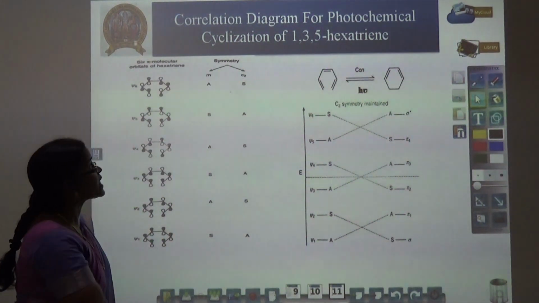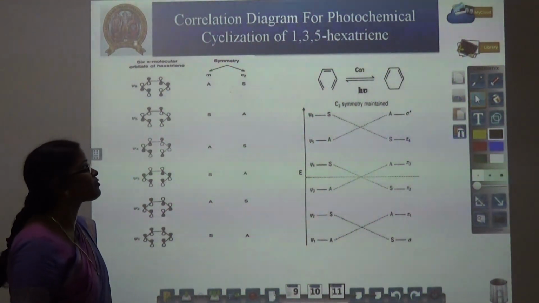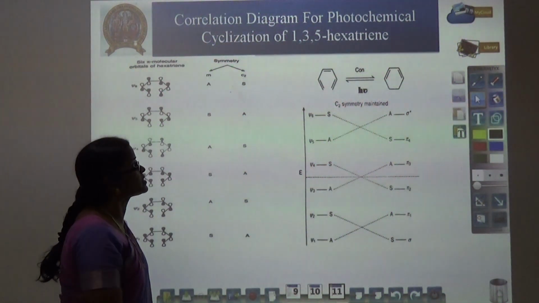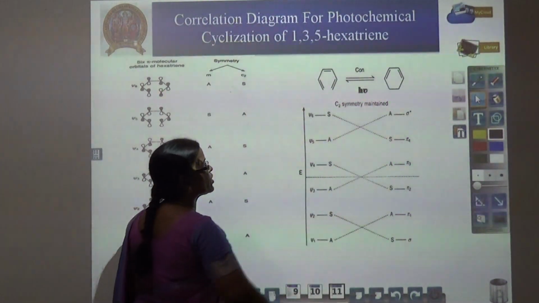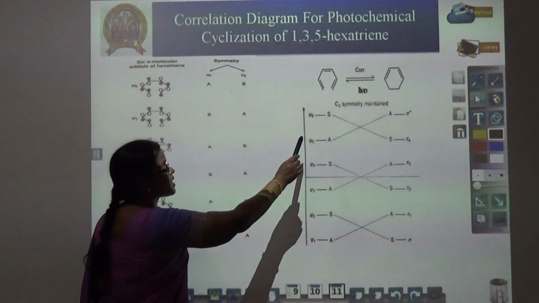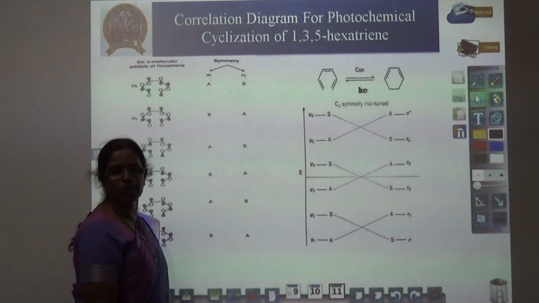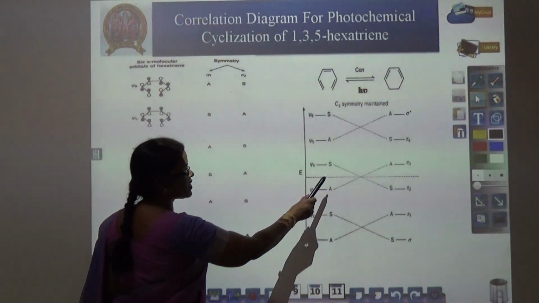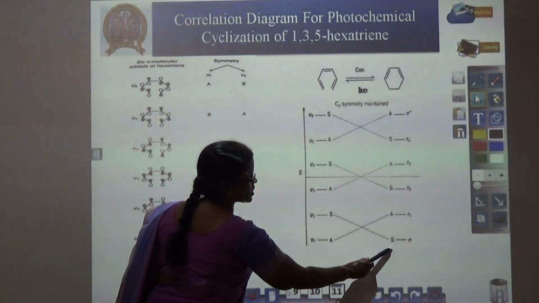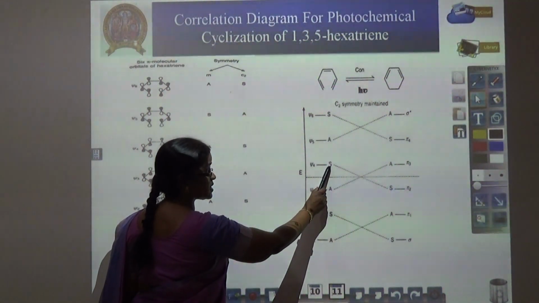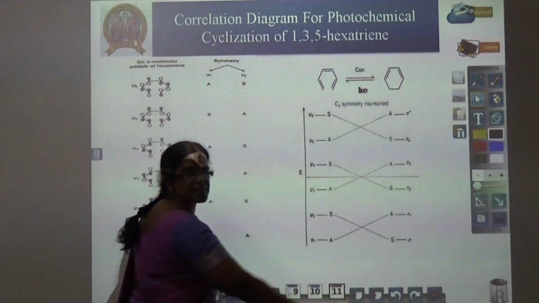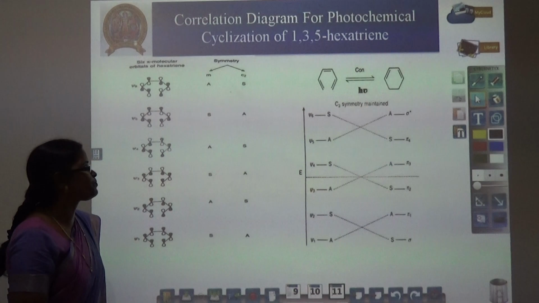Next, the same reaction can also be carried out under photochemical condition. The symbol h nu always stands for photochemical condition. The rotatory process is a conrotatory process. Conrotatory always means the acquired symmetry element is the C2 symmetry element. Here, the first excited state can correlate with the ground state, so symmetric with symmetric, asymmetric with asymmetric. Similarly, the first excited state of the reactant correlates with the first excited state of the product.